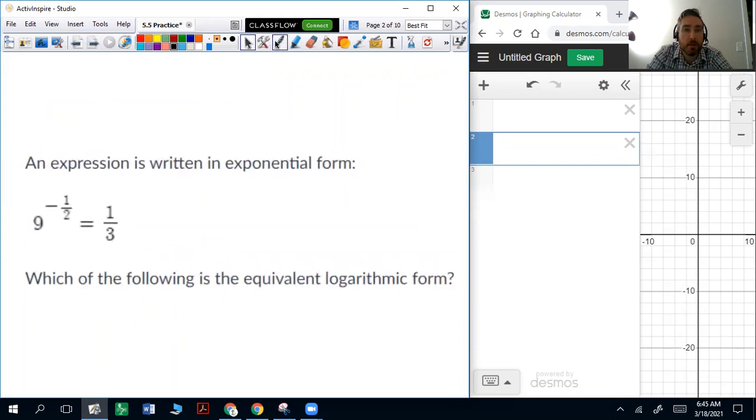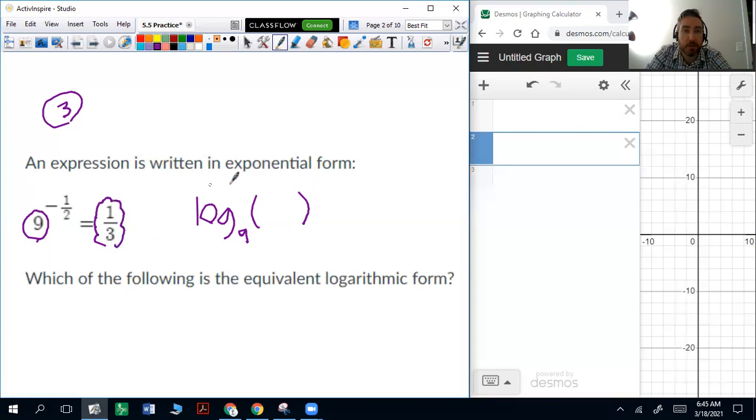Question 3. Which of the following is the equivalent logarithmic form? So in this one, just kind of work the other way. You say log. Your base is still going to be the base of the exponent, so little 9 down there. But in the log itself is going to be this number here, what it equals to.